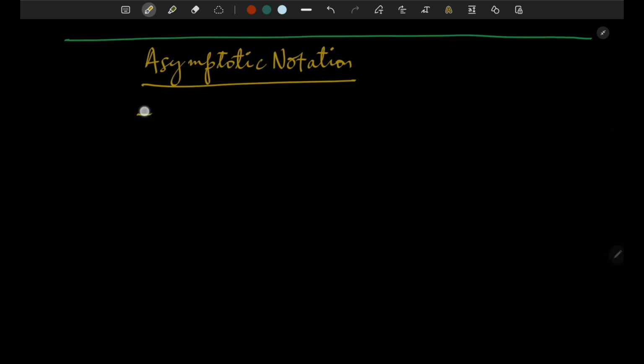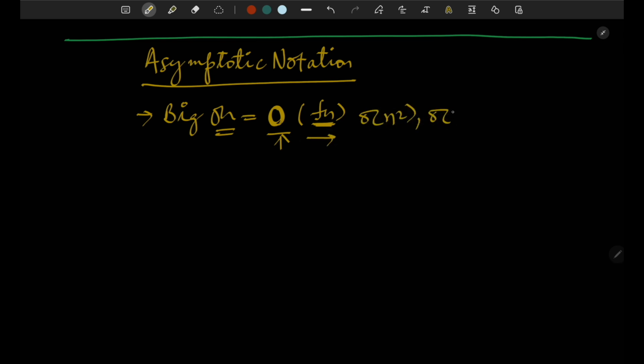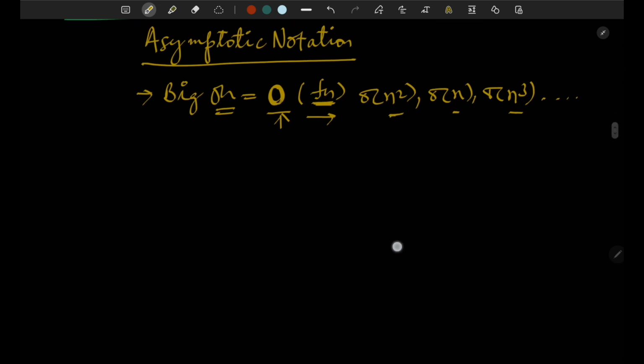The first one is the big O notation. Big O is represented as O, like the letter O, and this one will contain a certain function. For example, it could be big O of n square, big O of n, big O of n cube, and so on and so forth. So what exactly is this function and what is the significance of it? Let's learn this.